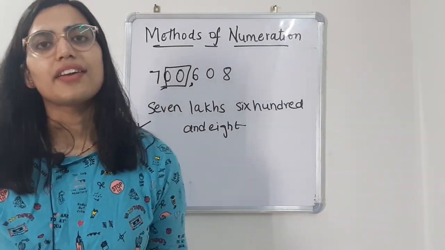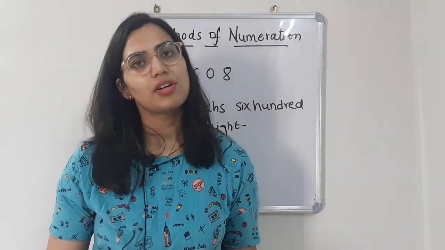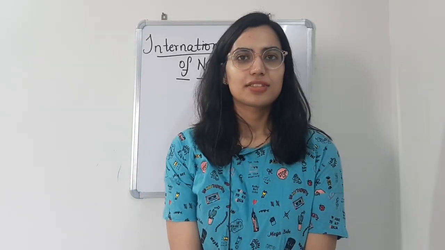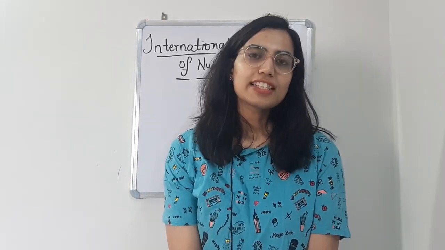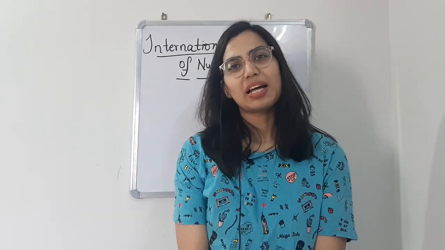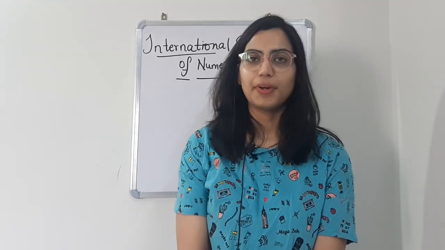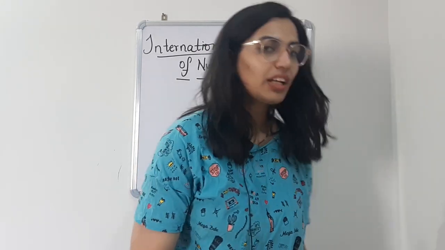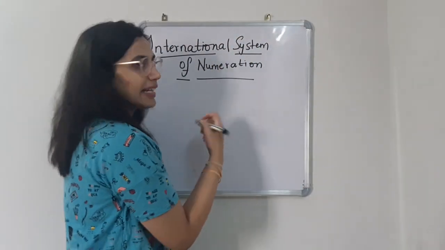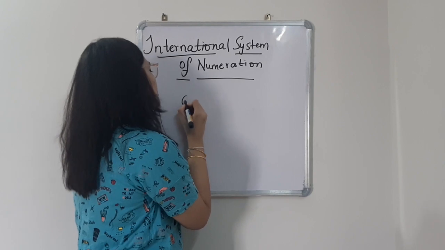So now let's jump right into the international system of numeration. The international system of numeration is primarily used by almost everyone in the world except a few nations, and this is slightly different compared to the Indian system of numeration. Mostly the names of the periods are different and how we group the digits together is different. Now, for example, I take a number such as this.